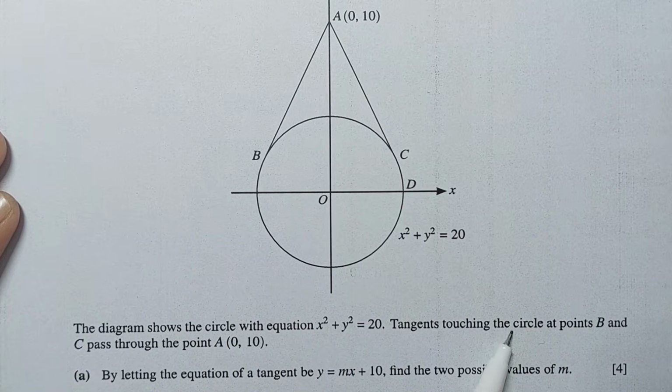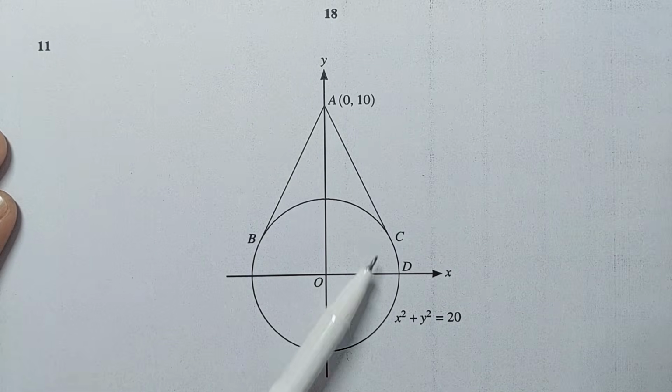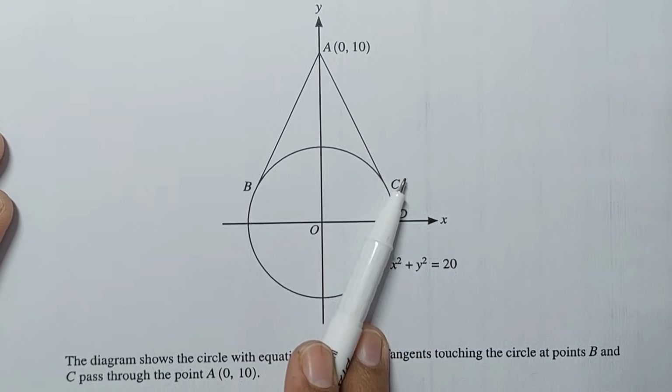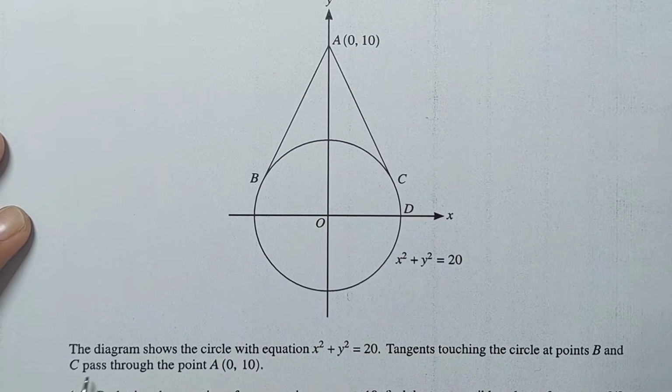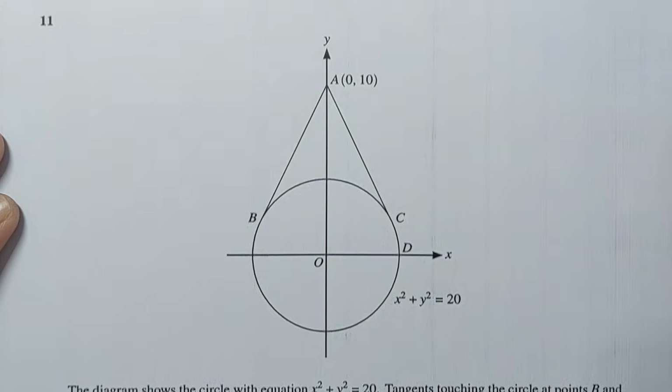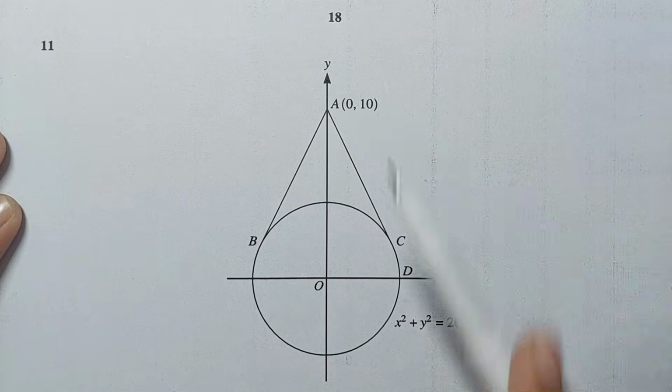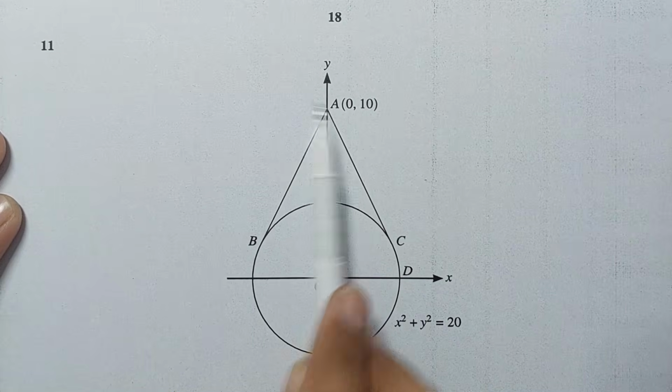Tangents touching the circle at points B and C. So this is the tangent to the circle at C, and this is the tangent to the circle at B. They both touch the circle at B and C and pass through the point A, which is (0, 10). Tangent at B passes through A, and tangent at C passes through A.